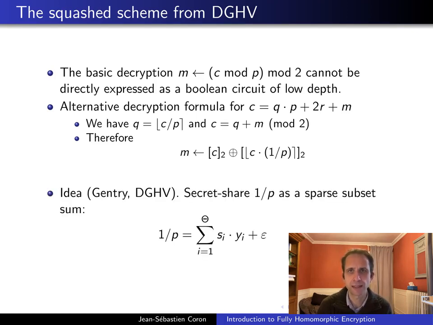And thanks to this alternative equation, there is this idea of Gentry in the DGHV scheme to secret share the secret 1 over p as a sparse subset sum. So we write 1 over p as a sum for theta elements of si's times yi's plus some epsilon. The yi's are public numbers with a fractional part, and the si's are secret bits. And moreover, the vector of the si's is sparse. That is, most of the si's are 0 and only a small number of si's are 1.